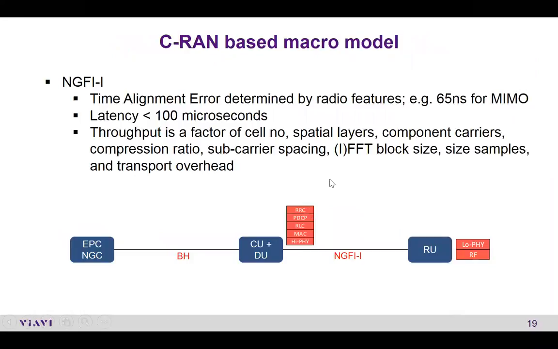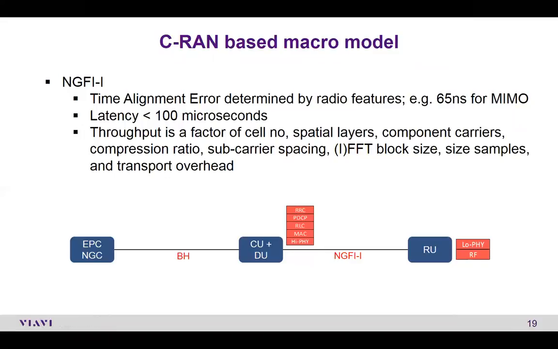And the third one is more our CRAN-based model. We have lots of radios. We need to do coordination. And if we have this type of coordination, then obviously we need a lower layer split. This is where eCPRI becomes a viable solution we need to look at. But again, eCPRI doesn't have to be the only solution. We could have other types of lower layer split.